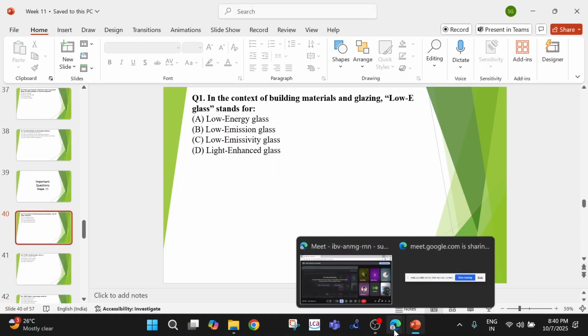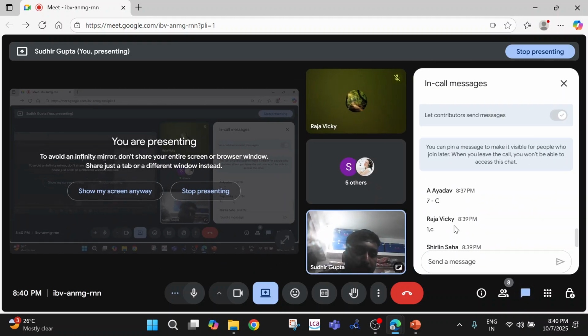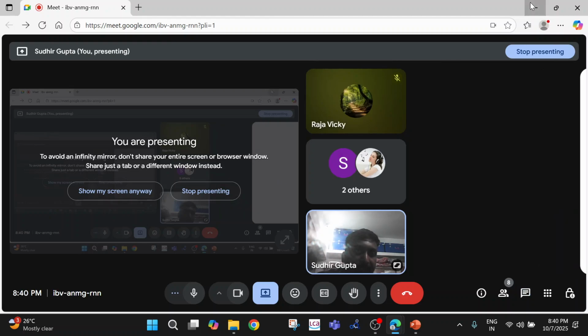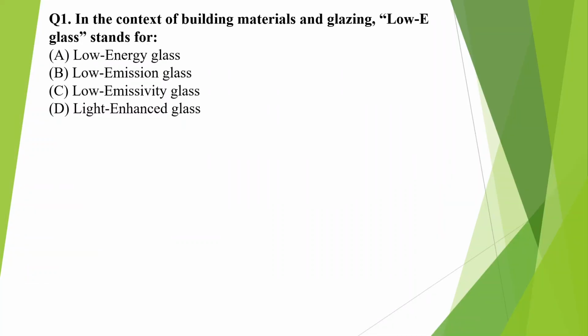So you have to prepare for this question and be prepared for it. Let me see for this acronym how many of you know the answer and how many have answered it correctly. Yeah, 1C, 1C, 1C, as I can see, and option C is the correct answer. This Low-E refers to low emission glass. You can say low emissivity. To be more specific, the term is low emissivity. E refers to emissivity. Fine. Option C is the correct answer.